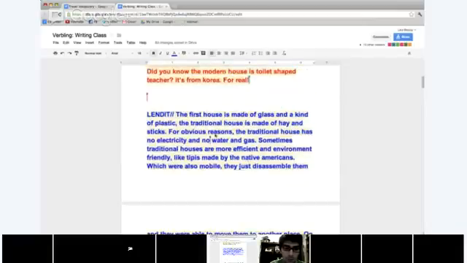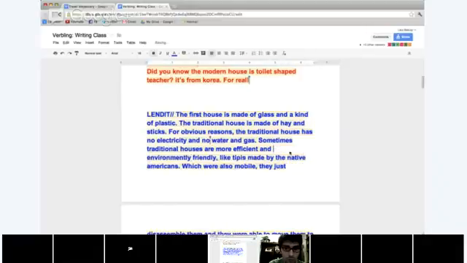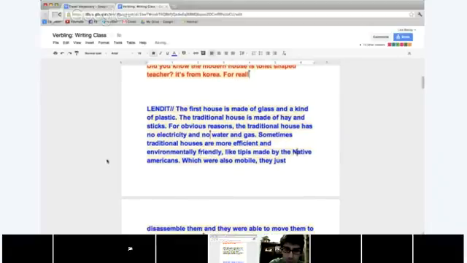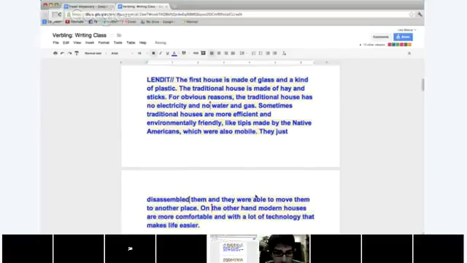Okay, good. The first house is made of glass and a kind of plastic. The traditional house is made of hay and sticks. For obvious reasons, it could have a comma there, but I would just make it two separate sentences. For obvious reasons, the traditional house has no electricity and no water and gas. Sometimes traditional houses are more efficient and, we say, environmentally friendly, like teepees made by the Native Americans, and we capitalize that, which were also mobile, period. They just disassembled them, and they were able to move them to another place.